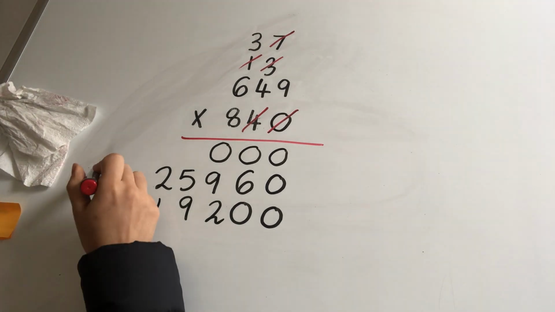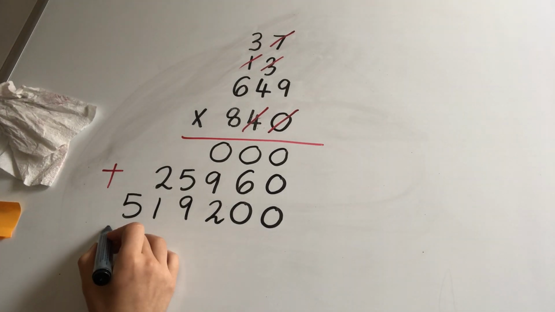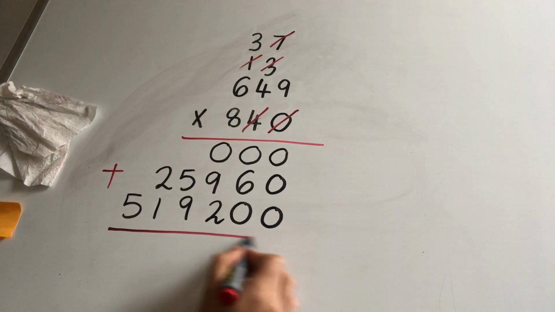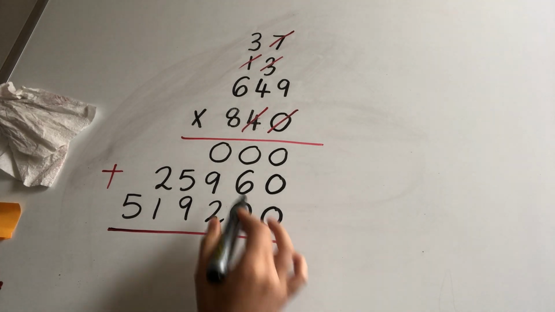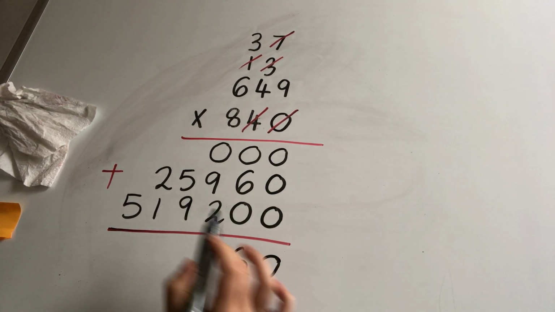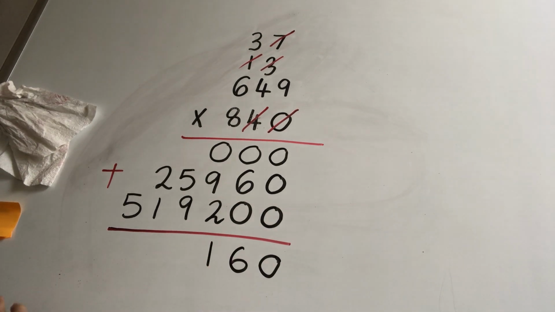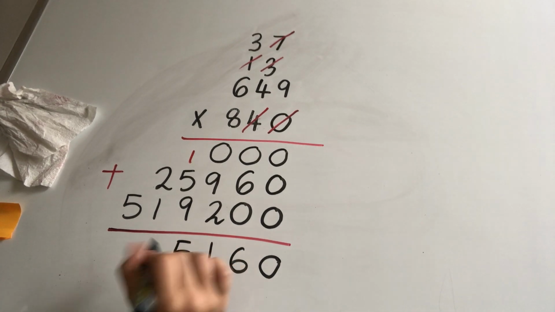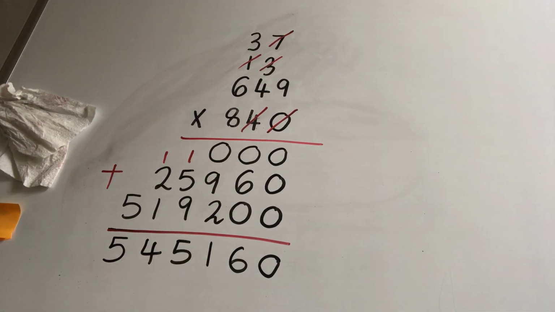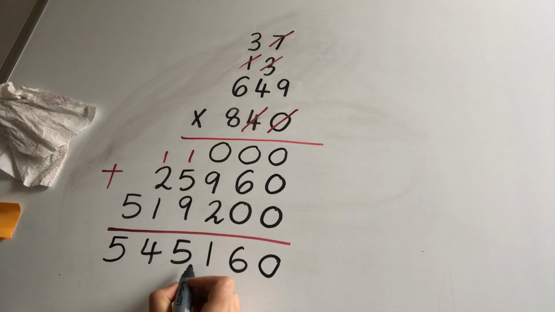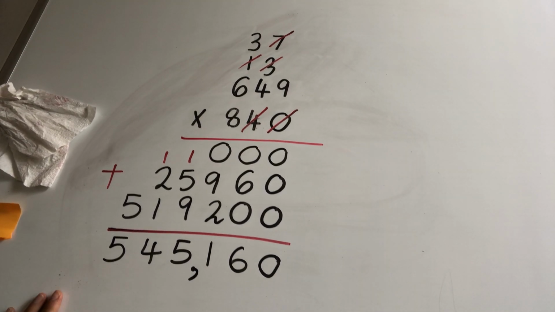Now our very final step is we just need to use vertical addition to add all these numbers together. So we can see 0, 0 and 6 is 6. 9 and 2 is 11. We need to carry that 1. 1, 5 and 9 is 15. Place the 5 down, carry the 1. 1, 2 and 1 is 4. And then we've got 5. So our product is 545,160.